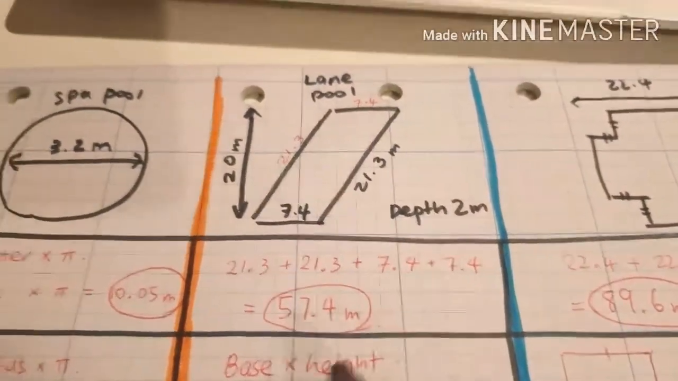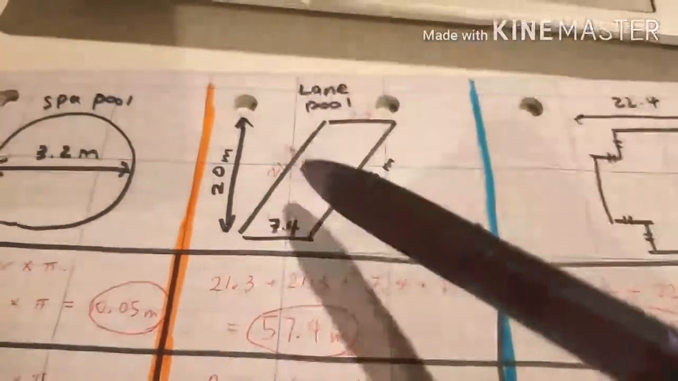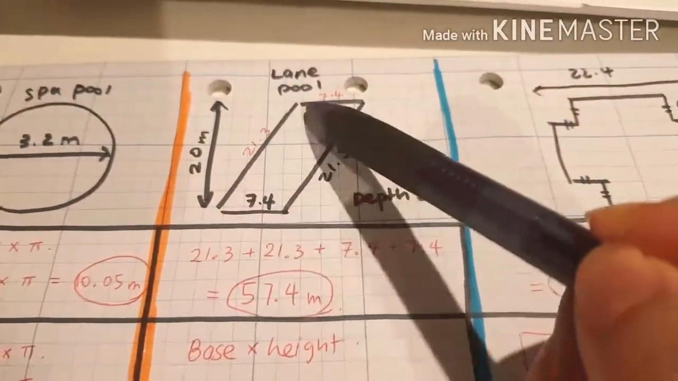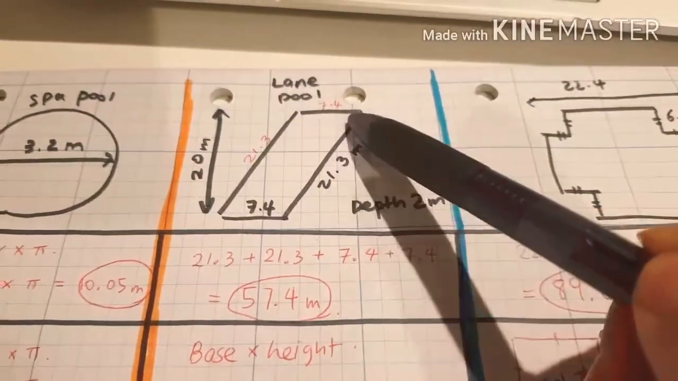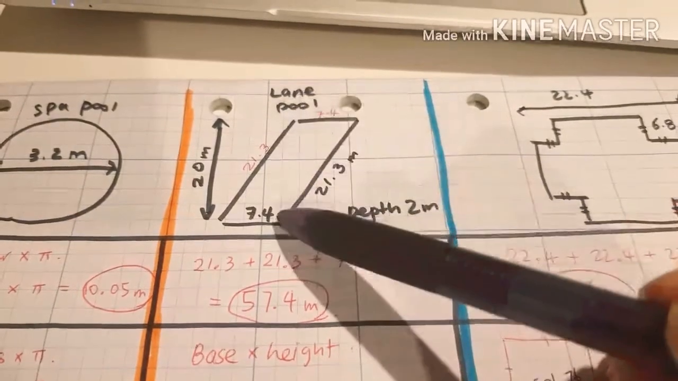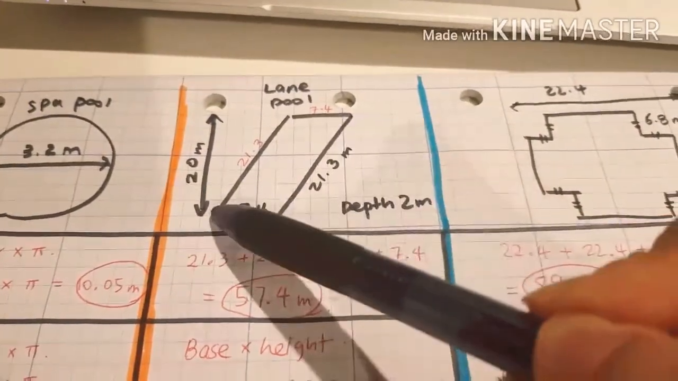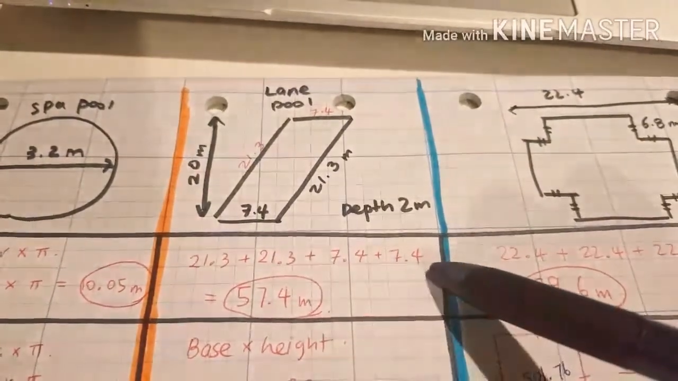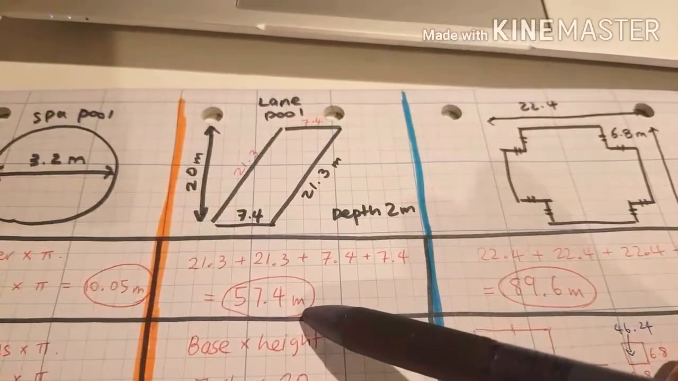First, I need to find the perimeter. So what do I have to do? I know that this side is equivalent to that one, and this side is equivalent to that one. So 21.3 plus 21.3 plus 7.4 plus 7.4. I just added all the sides together, and there you go, in meters.